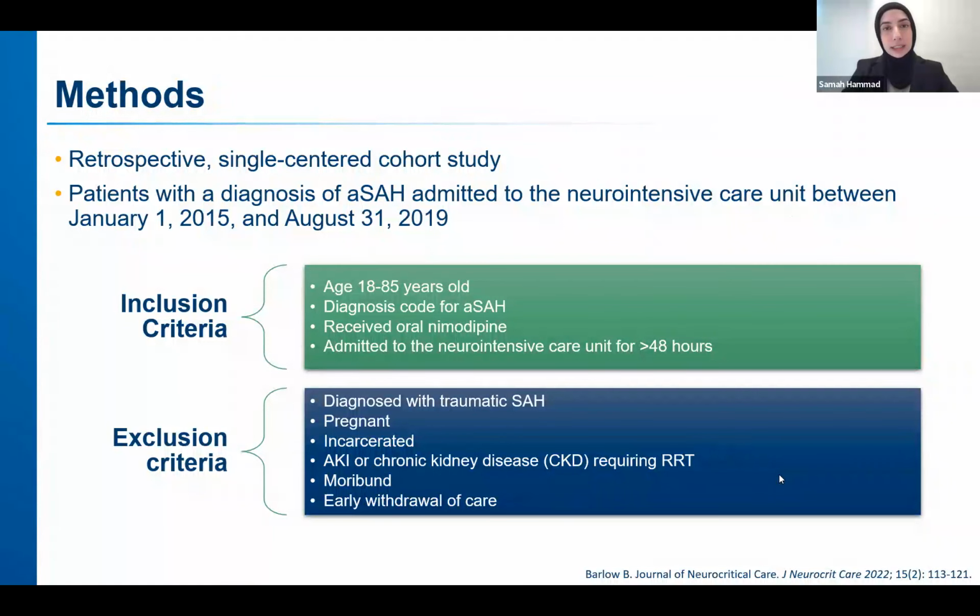This was a retrospective single-centered cohort study in patients with aneurysmal subarachnoid hemorrhage admitted to the neuro ICU in a 4-year time span between 2015 and 2019. And investigators here included adult patients with aneurysmal subarachnoid hemorrhage who had been admitted for greater than 48 hours and received oral nimodipine. Patients excluded were those with traumatic subarachnoid hemorrhage, those who were pregnant, incarcerated, had AKI or CKD requiring renal replacement therapy at admission, moribund, or had early withdrawal of care.